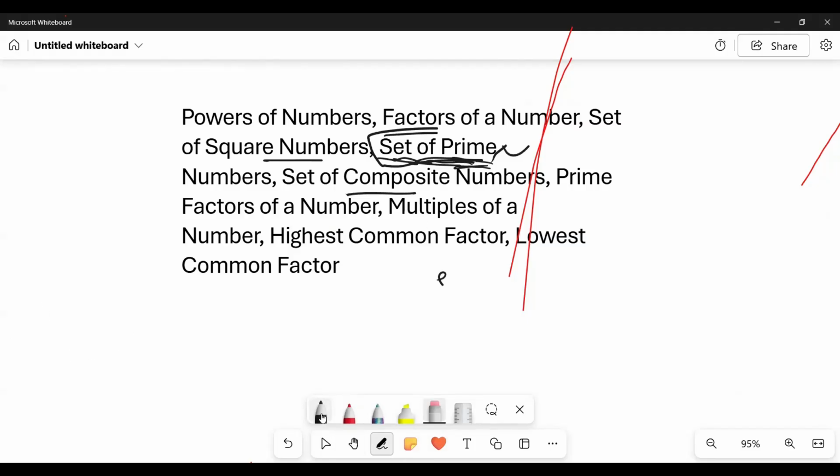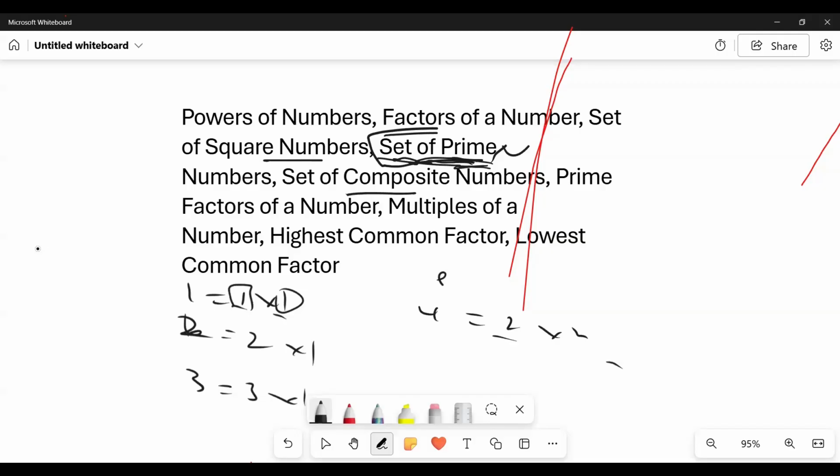Good. So coming back to prime factors of a number. You will know that every number can be written as a product of its prime factors. You can start from 1. 1 is 1 by 1. They don't consider 1 as a prime. 2 is 2 by 1. 3 is 3 by 1. 4 is 2 by 2. These are prime. 5 is 5 by 1. 6 is 2 by 3. This is prime, that's prime.